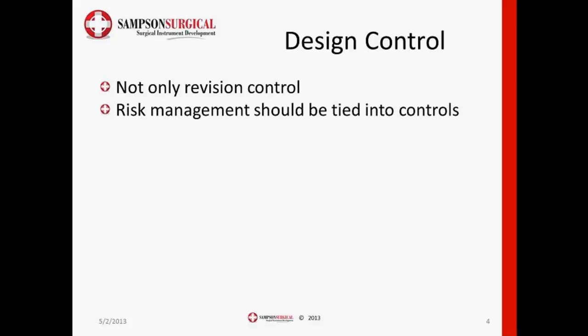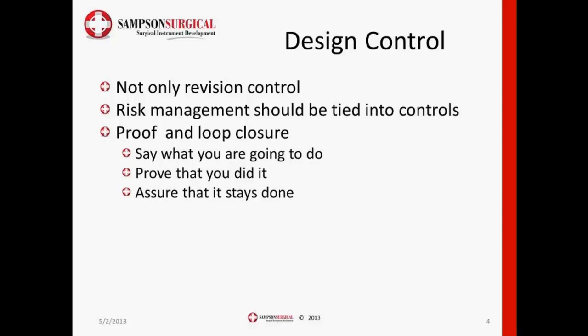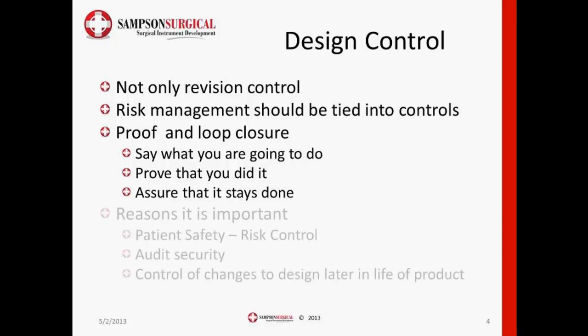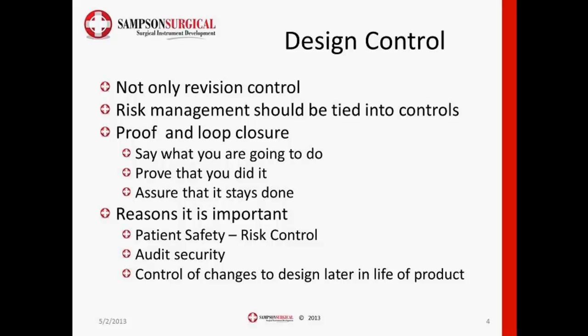In addition to that, design control is required to tie risk management into the controls so that we're sure we're considering the harms to patients as part of the development process. Essentially, it is a proof and a loop closure. What we're looking to do is provide a trace matrix that says what we're going to do, proves that we did it, and then assures that it stays done, which is where the revision control comes in.